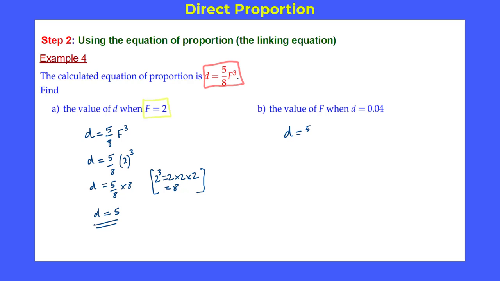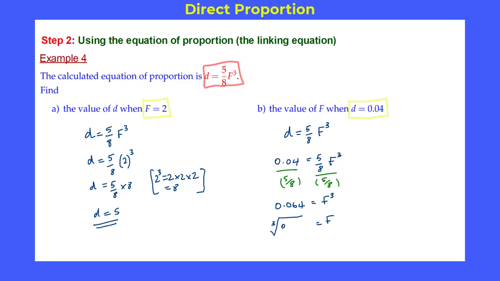And to find F when D is 0.04, so D is 5/8 of F cubed, substitute our value of D into it, so 0.04 equals 5/8 of F cubed. Divide both sides by 5/8 using our calculator, using the fraction button on there. And that will leave me with F cubed is going to equal 0.064. Now to find what F is going to be here, we have to cube root 0.064. And the cube root of 0.064 is 0.4. So every time we're doing this, we're doing more or less the same thing.